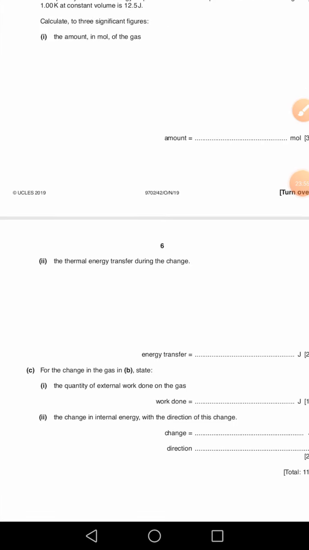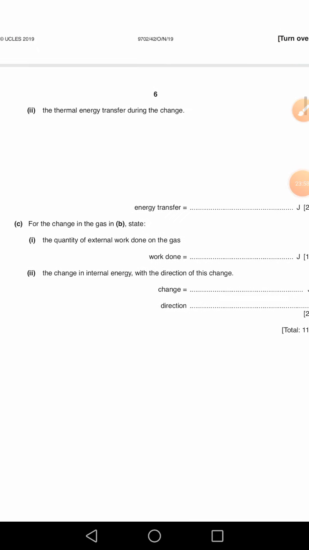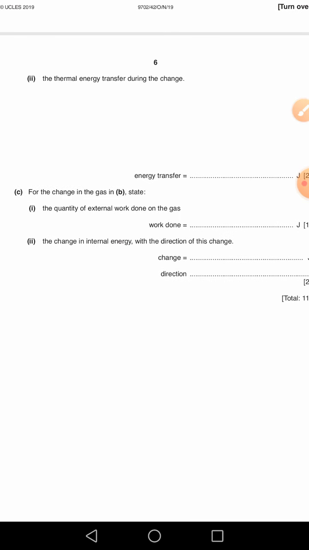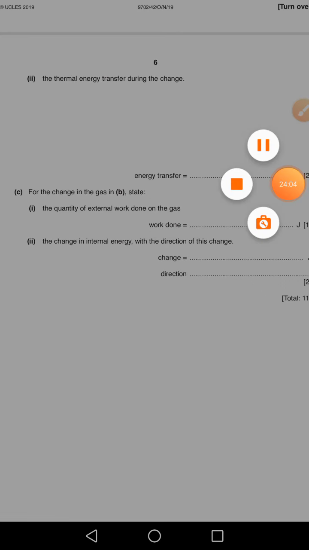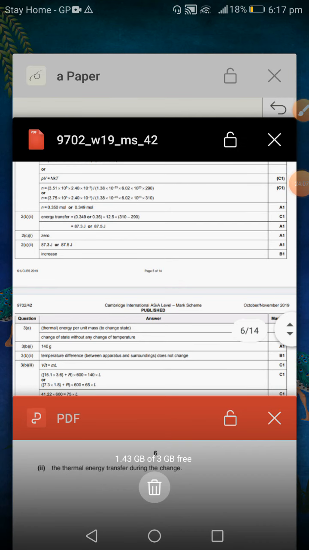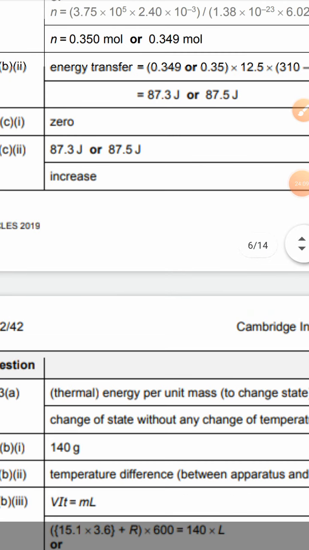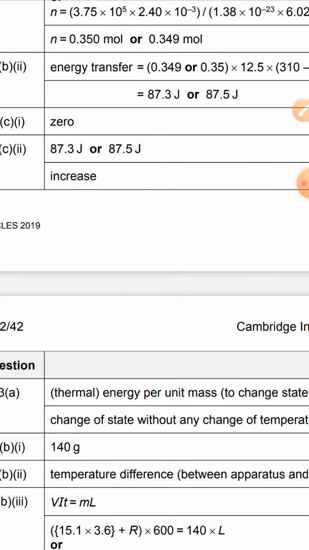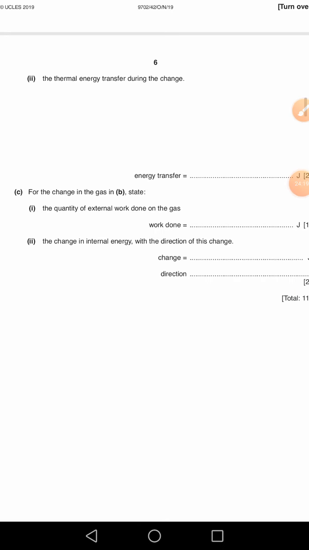Okay, so our next part. I think the answer should be, let me see the mark scheme. What's the answer? So the answer should be 87.3, or it's about 87.5. Okay. Now let's go to the next question.